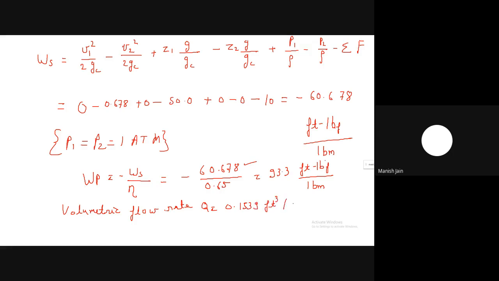feet cube per second. Density of the fluid is given as rho. So the value of rho is given as 114.8 pound per feet cube, lbm divided by feet cube. So when you multiply the volumetric flow rate by the density, it will convert into the mass flow rate.